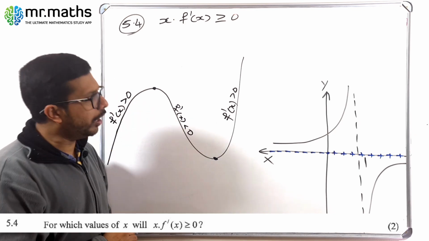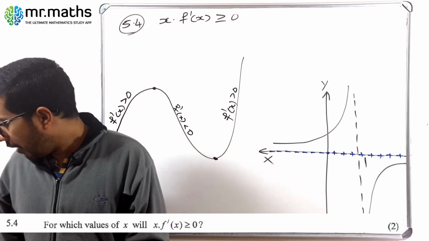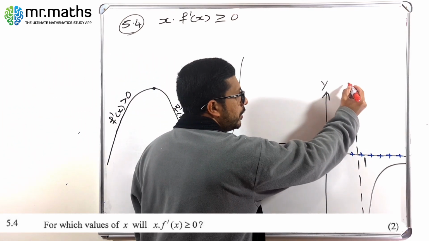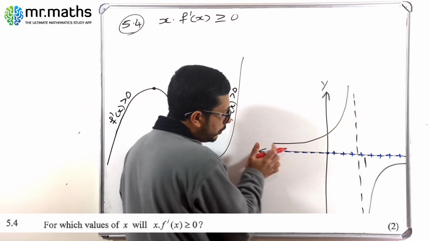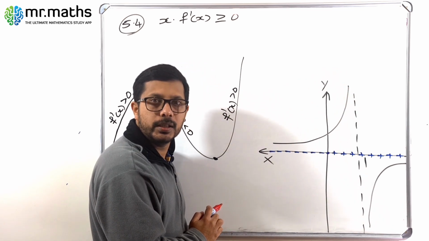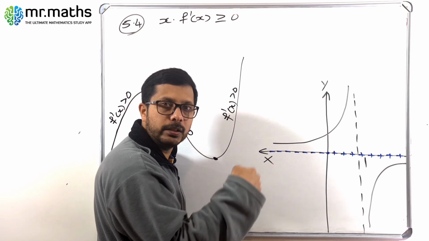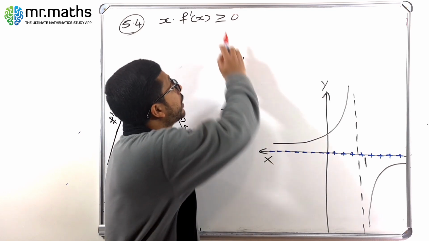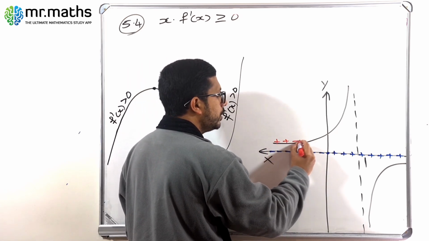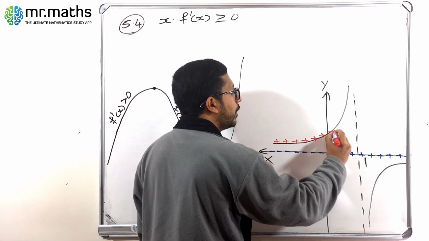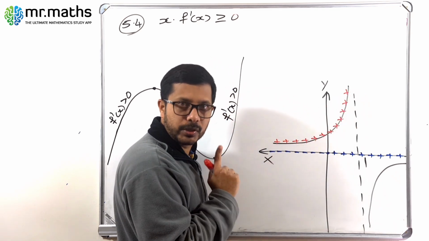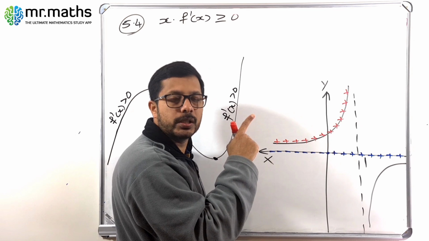Now look at our graph. This one, is it increasing or decreasing? Definitely it is increasing, am I right? So if a graph is increasing, what is the first derivative f dash of x? It is positive. Here you can see that all of this is positive because the graph is increasing. I'm talking about the first derivative. The first derivative is positive.